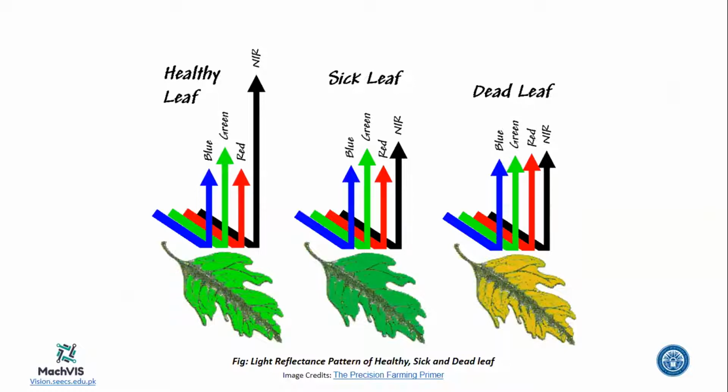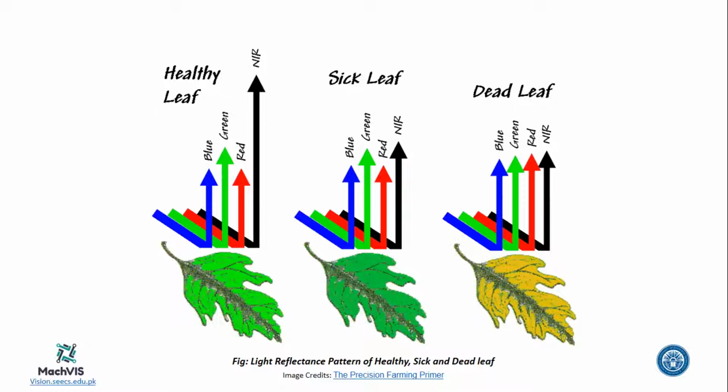Okay, so look at this visualization. This is the leaf. See the NIR reflectance. Healthy leaf: most of the NIR band is reflected. High intensity values are there in the NIR band. High intensity values means most of the NIR is reflected, which means the crop is healthy.